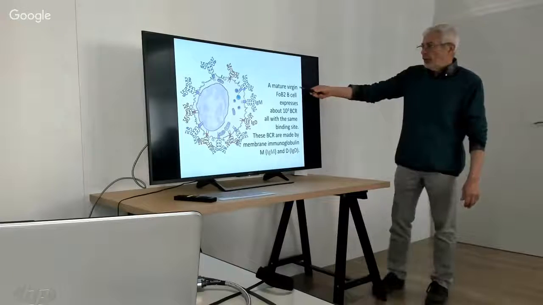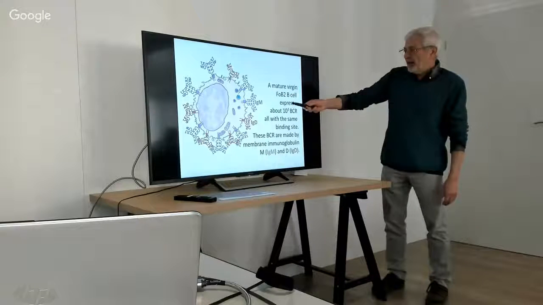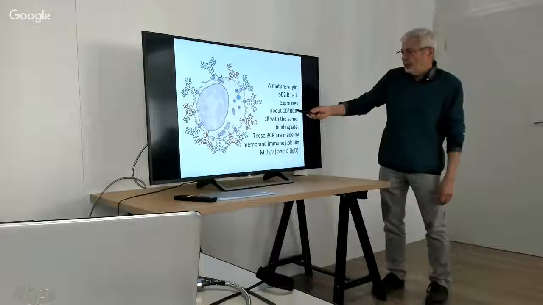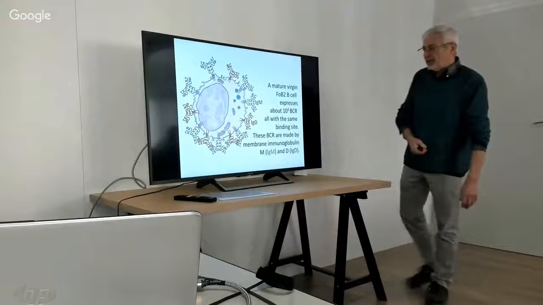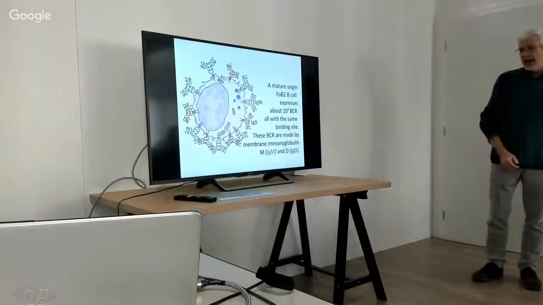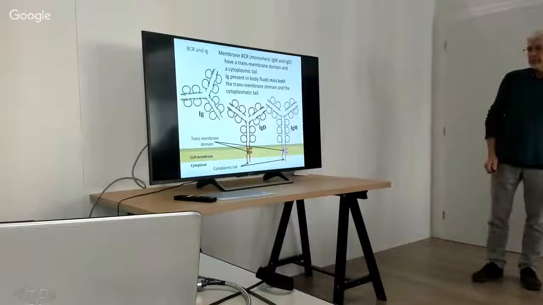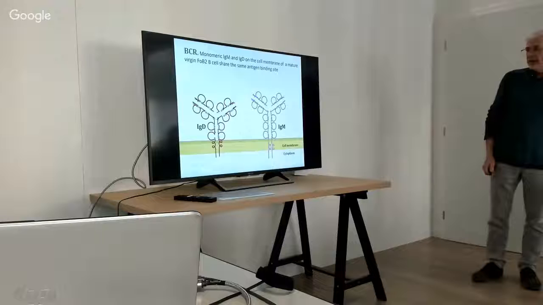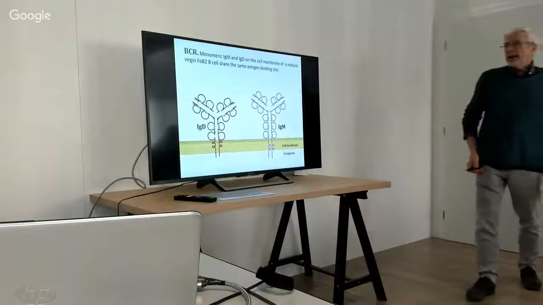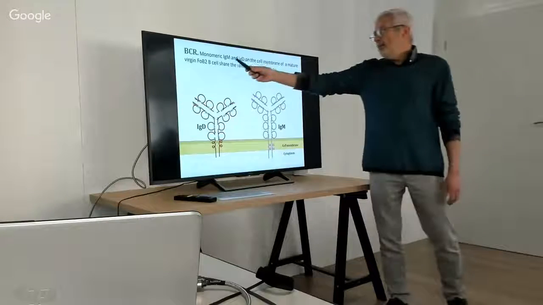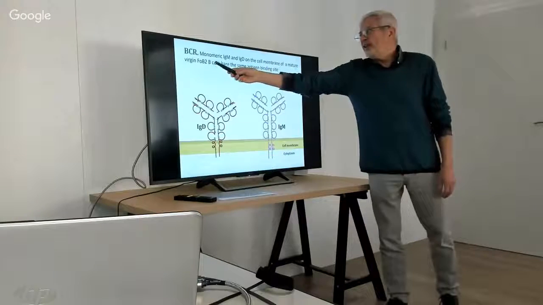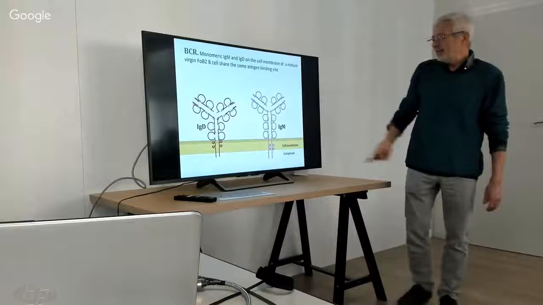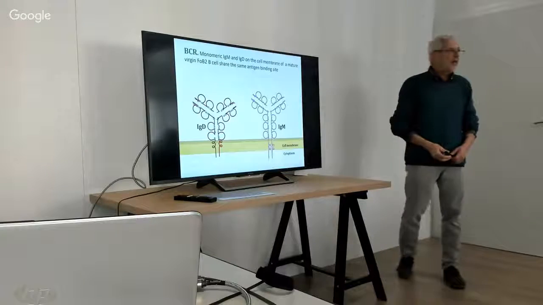So a mature B2 cell expresses about 10 to the 4 BCR, all with the same binding site. This BCR is made by immunoglobulin M and D. You already saw that. Monomeric IgM and IgD on the membrane of the mature virgin B2 cell share the same antigen binding site, but are different.